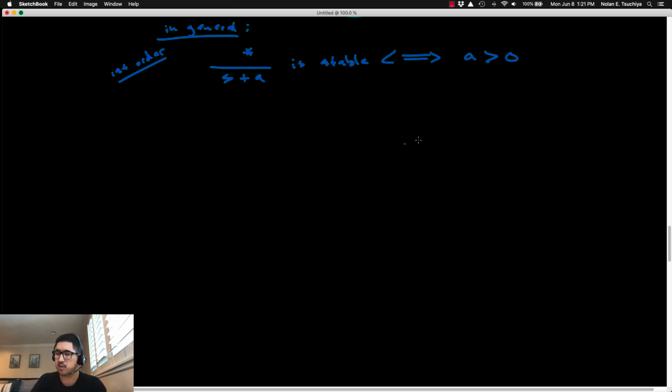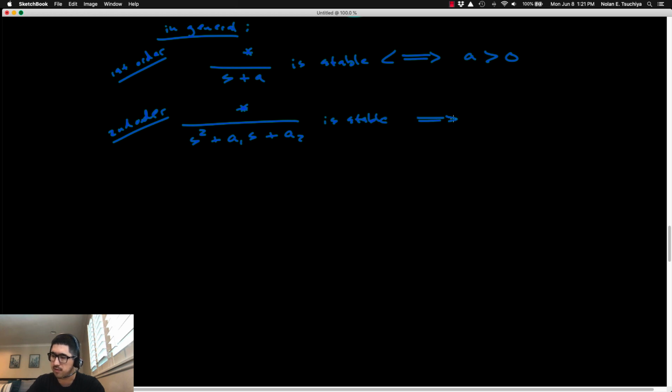And it's necessary and sufficient, which just means that it goes either direction. The logic goes either way. So if the coefficient is positive, that means that this is stable. If you know that this is a stable transfer function, you know that the coefficient must be positive. Actually, it turns out you can say the same thing about a second order system. You can generalize this statement to second order systems as well. If you write a second order system in this fashion, where you write it as a polynomial in s in the denominator, you can say that this is stable if and only if a1 is greater than 0 and a2 is greater than 0.